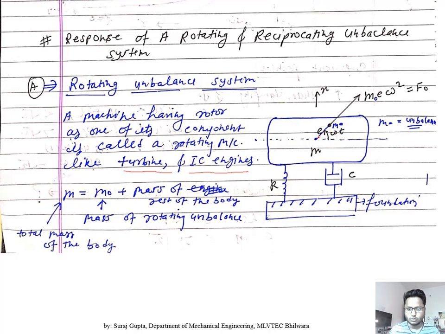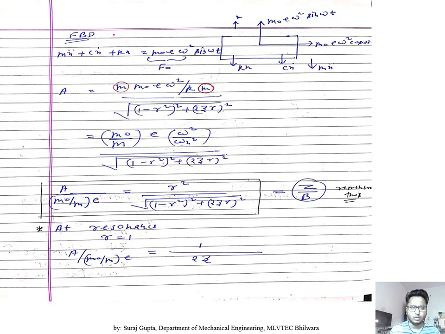So it will have a vertical component, m0 e omega square sin omega t, and the horizontal component will be m0 e omega square cos omega t. The total mass is m0 plus the mass of the rest of the body, where m0 is the mass of the rotating unbalance. Now we are going to do the free body diagram. The total force in the upward direction is m0 e omega square sin omega t, and horizontal is m0 e omega square cos omega t.